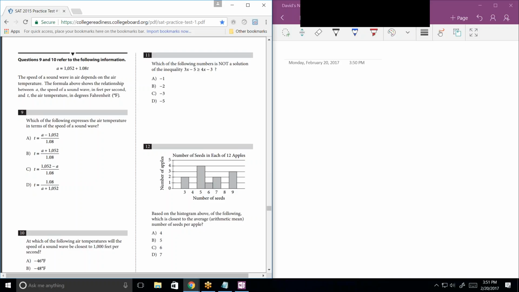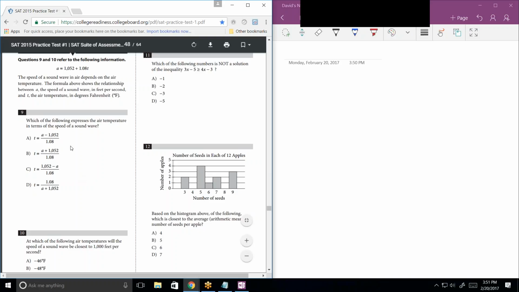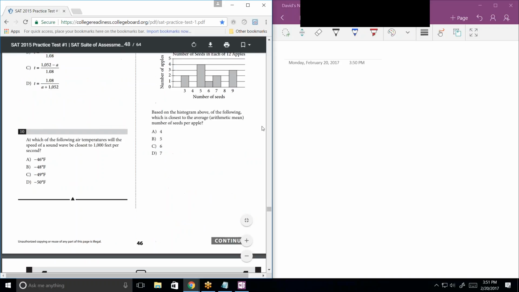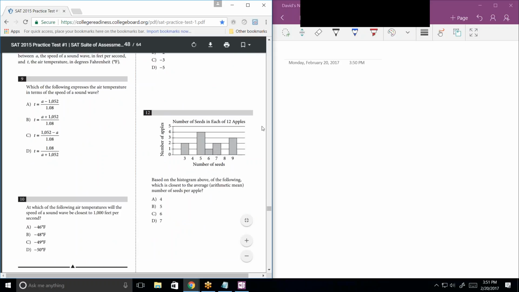No, I don't think. Oh, because A isn't negative. No, you're right. I don't know what I was thinking. I was looking at it wrong. Oh, good. Yeah, no, A is fine. And then number 10.